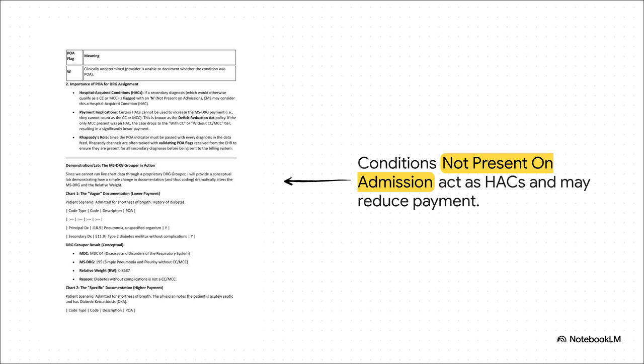But because it gets flagged with an N for not present on admission, it instantly becomes a hospital-acquired condition, or HAC. And under Medicare rules, that HAC is completely nullified from increasing the DRG payment, zero bump. The hospital still gets paid for what was present on admission, sure, but now they're facing quality reviews and essentially eating the cost for the complication that happened under their own roof.